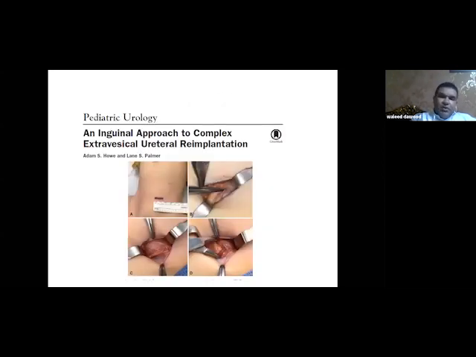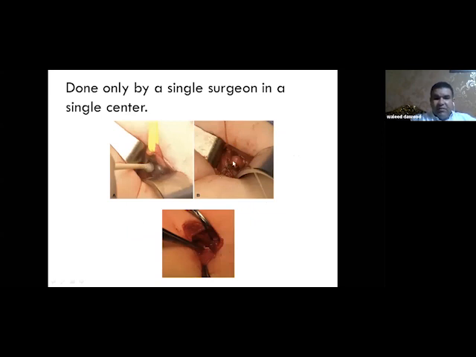Sometimes Lich-Gregoir is done through an inguinal incision. Here is the incision, opening the inguinal canal and dissecting. This is the ureter, this is the bladder and tunnel. It's a narrow space and so difficult, and it's just done by a single surgeon in a single center. This is a published paper. We did some operations from an inguinal incision, but larger than this incision. Actually, it's more difficult than the usual Pfannenstiel incision.